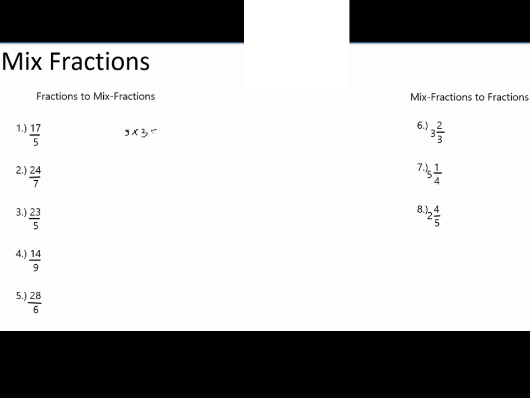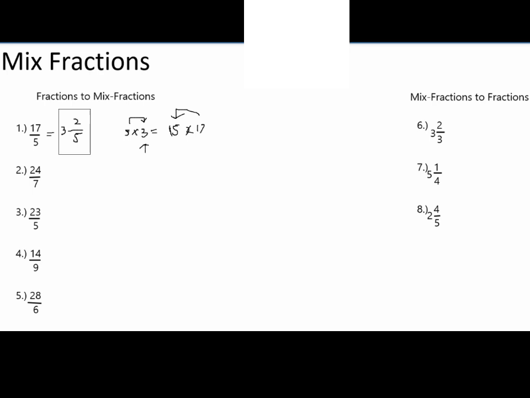So we're going to use 5 times 3. 5 times 3 is 15. And then as you can see, we need a number that is close to 17 but less than 17. So let's use 3. Ginamit niya yung 3. And then we're going to copy 3 as the whole number, copy the denominator, and then subtract 17 and 15. It's 2. So that is the mixed fraction of that fraction. So there you go. Let me just box it. There you have it.